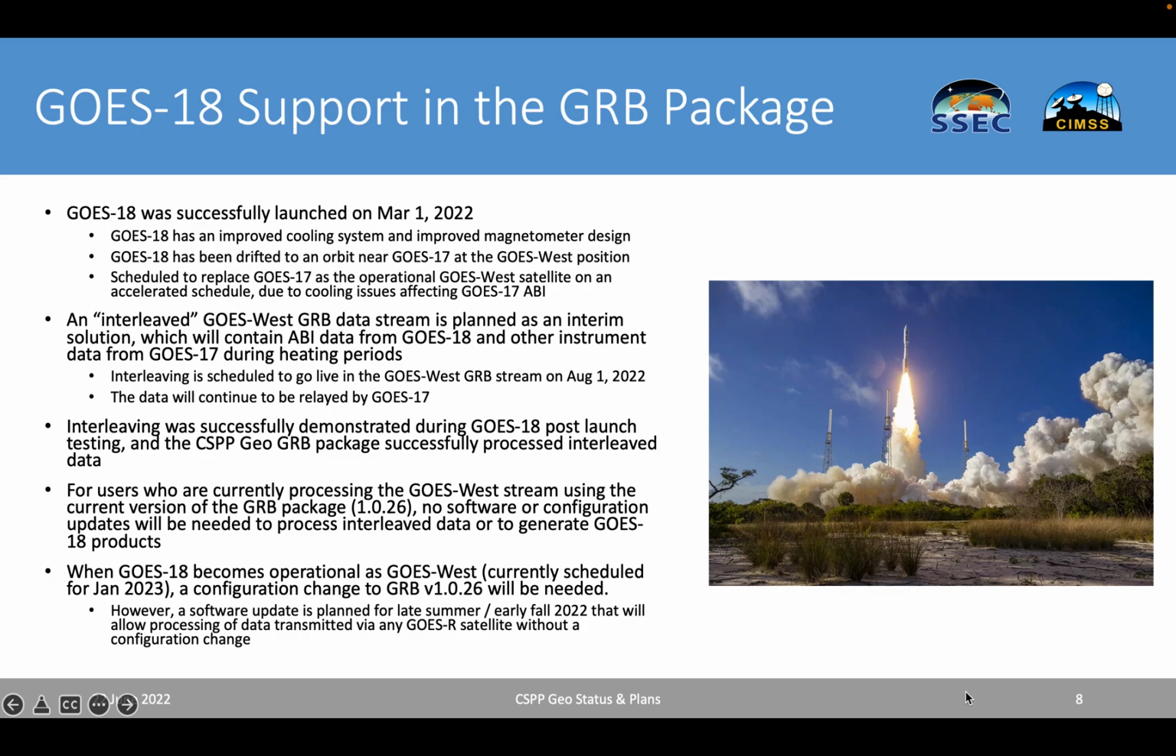Then looking forward to when GOES 18 becomes the operational GOES West satellite, which is scheduled for January of 2023. If you're running the current version of GRB, you will need a configuration change because the software actually cares about what satellite the stream is relayed by. However, we are planning to release a software update in late summer, early fall that will allow processing of data from any GOES-R satellite without making a configuration change. So you can install that before the changeover, and then you won't have to do anything in sync with the changeover.